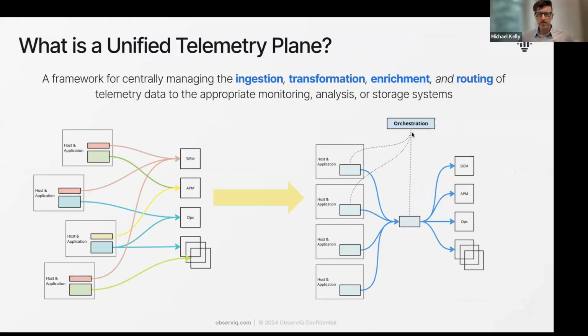So just a quick definition of unified telemetry plane, because some of the terms are still a bit in flux, but when we talk about a unified telemetry plane or a unified telemetry platform, it's really a framework that allows you to centrally manage all of your ingestion, all the transformation, enrichment, routing, also reduction of all the telemetry data, and then get that to the correct monitoring, analysis, storage system.